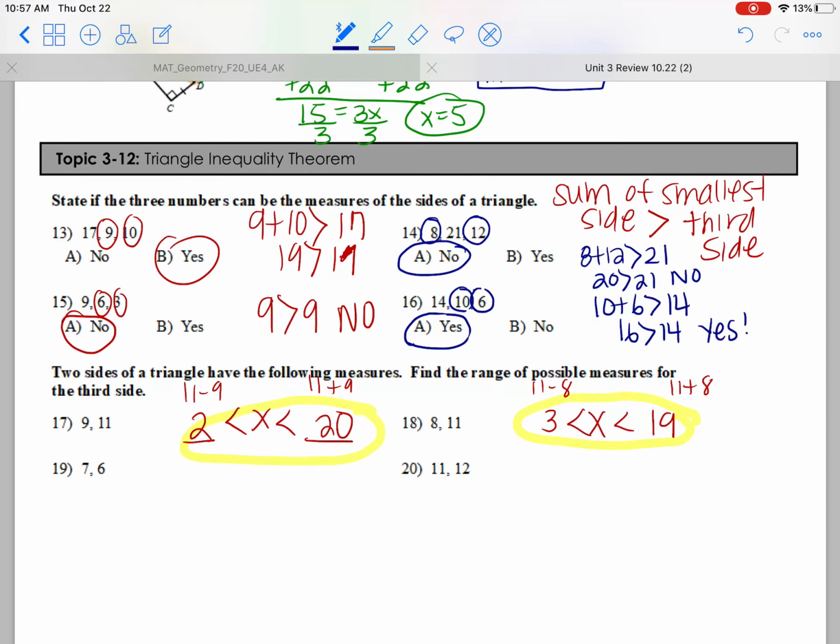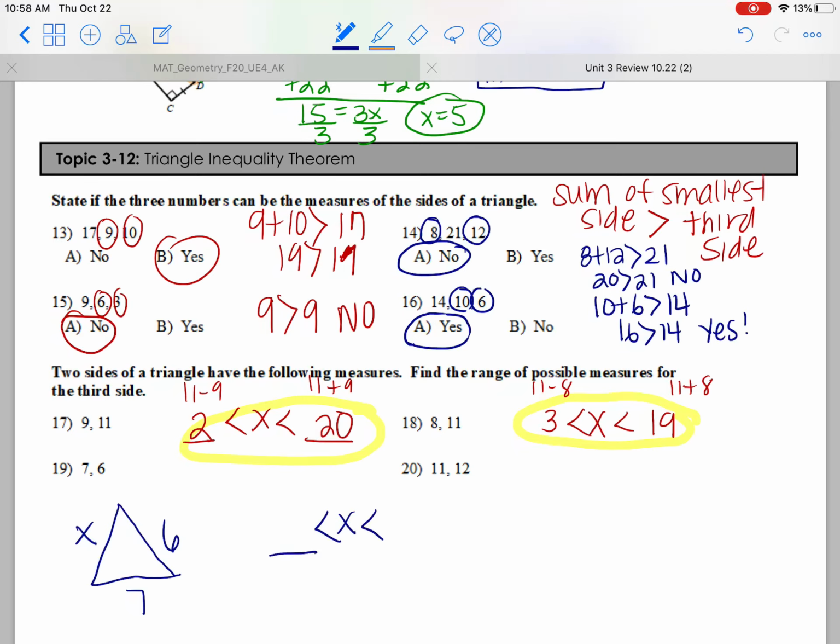Then on that same topic, we learn that when you're given 2 sides, you have to find the possible range for the values of that missing side that will form a triangle. So looking at this one, we have a triangle right here with side lengths 7 and 6. We need to know what would be the possible value for that third side. So you have to write an inequality.